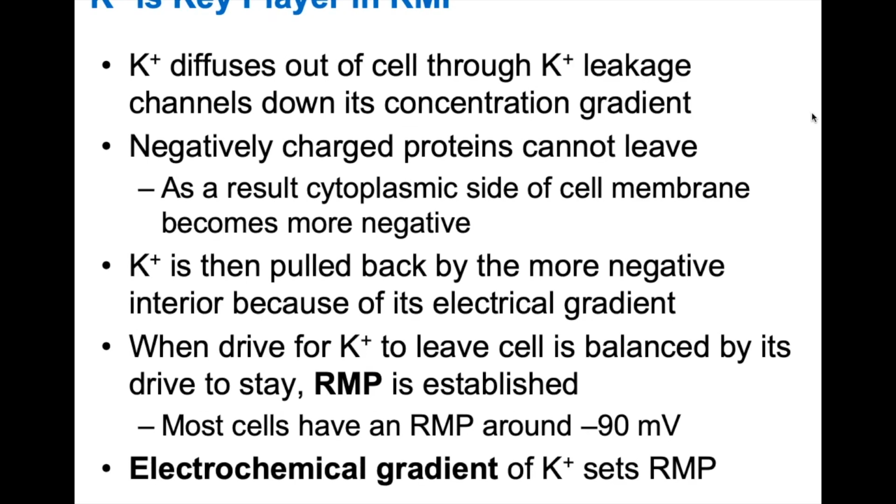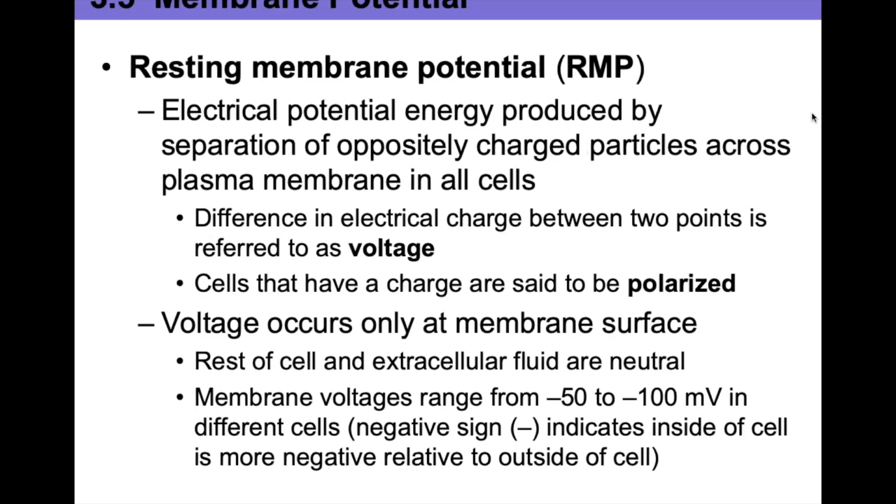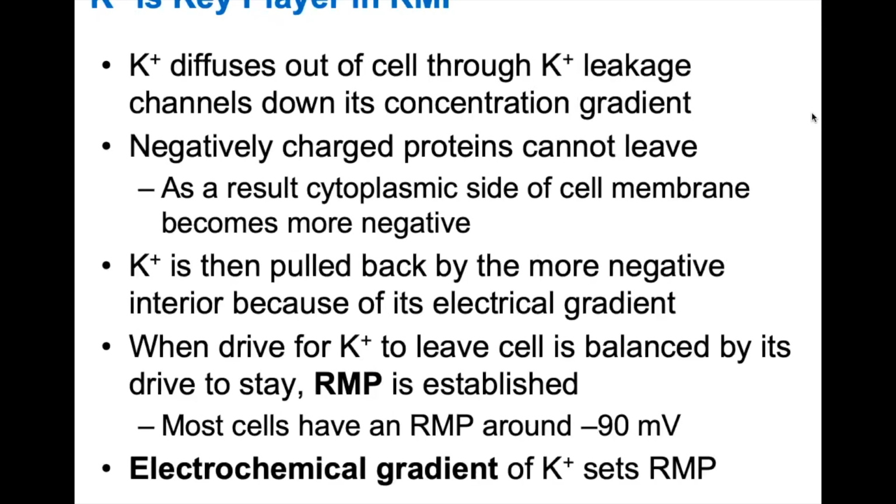So potassium is a key player in our resting membrane potential that we just talked about here. This is where cells are typically kind of happy. That's why it's called resting. It's not called sprinting, right? It's our resting membrane potential between negative 50 and negative 100 millivolts.